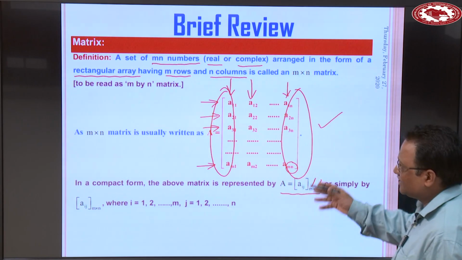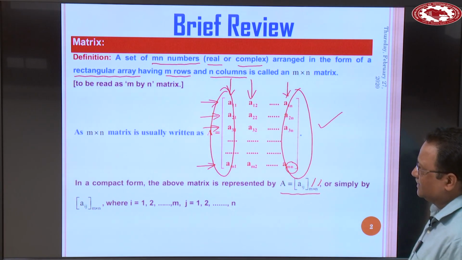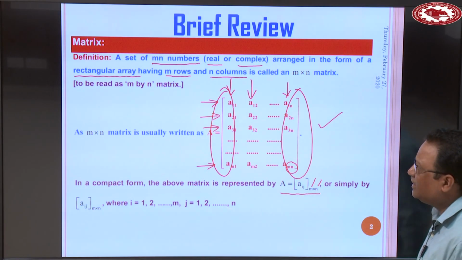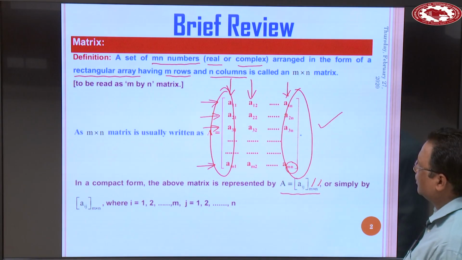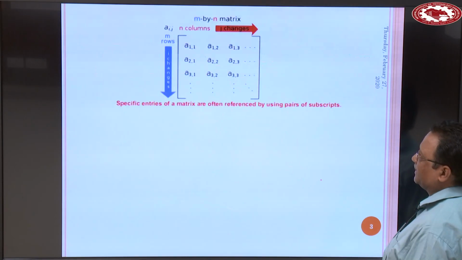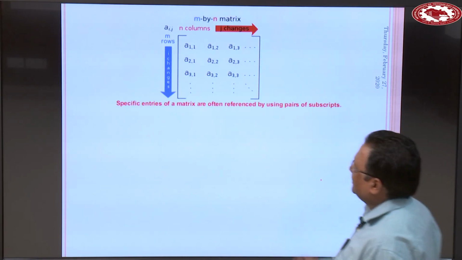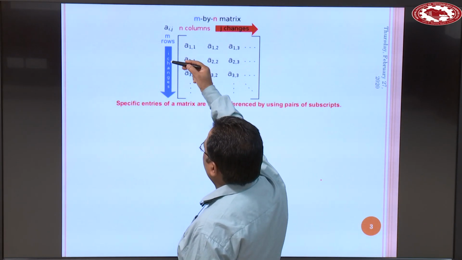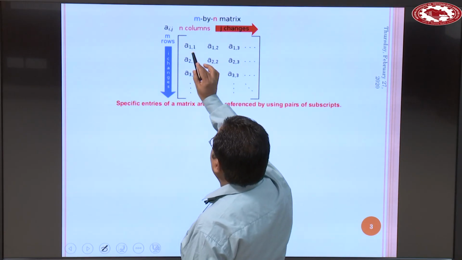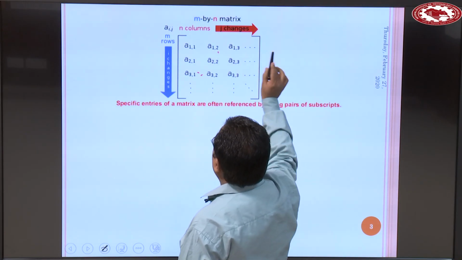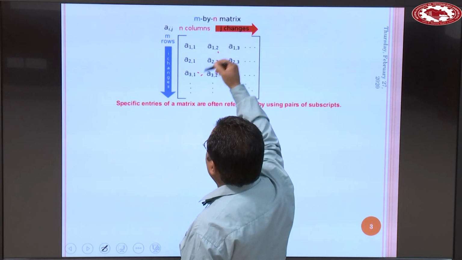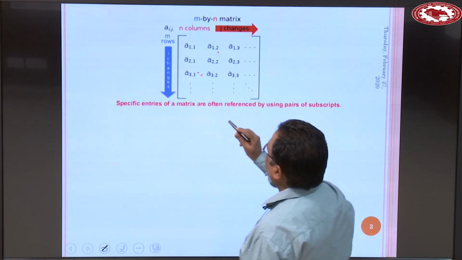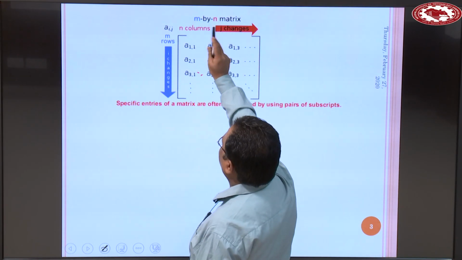So, this is the basic definition of matrix. What is a matrix? A set of mn numbers arranged in the form of a rectangular array having m rows and n columns is called an m by n matrix. Here you can see i varies from 1 to m in this direction, and j changes 1, 2, 3 and so on. So, n columns: first column, second column, third column, and first row, second row, third row and so on. And this matrix is nothing but an m by n matrix.